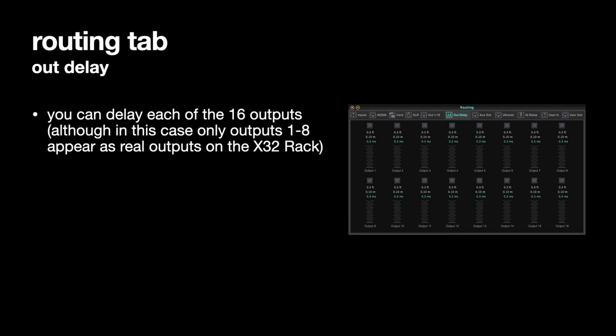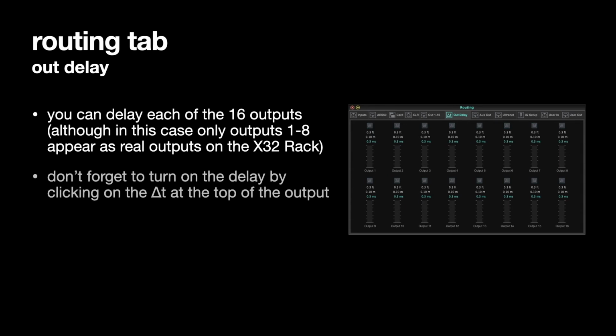You could decide to do this if one of the outputs is feeding a speaker, say, that's on the front of house mix position, but the front of house mix position maybe is several hundred meters in front of the stage. So you want to time delay your speaker, which is close to you, to the same as the speakers that are just outputting from the PA and from the backline.